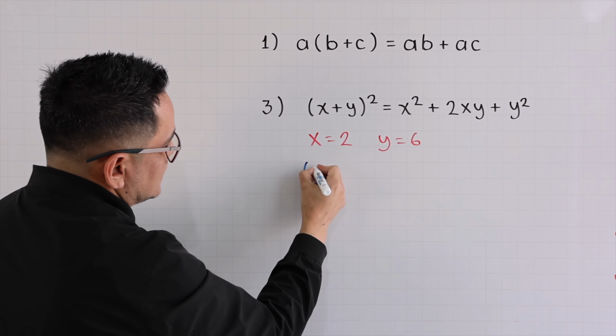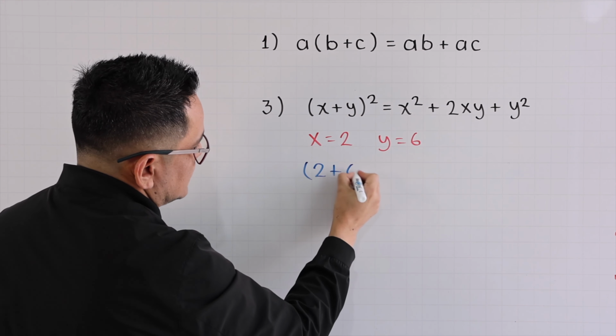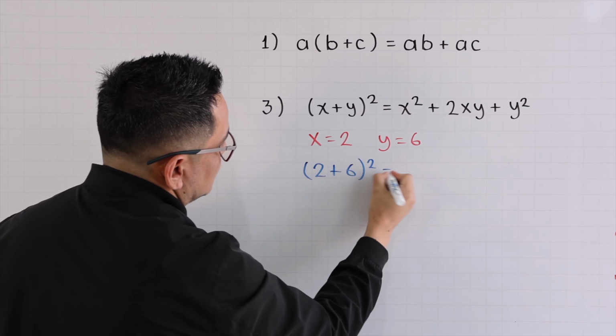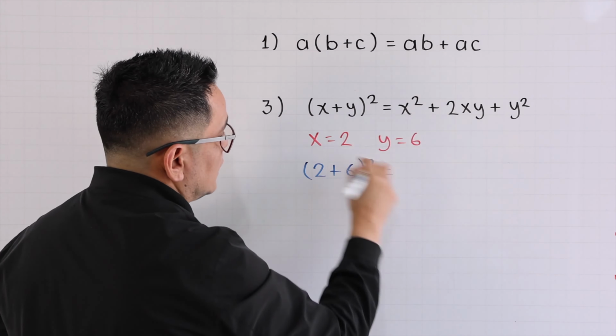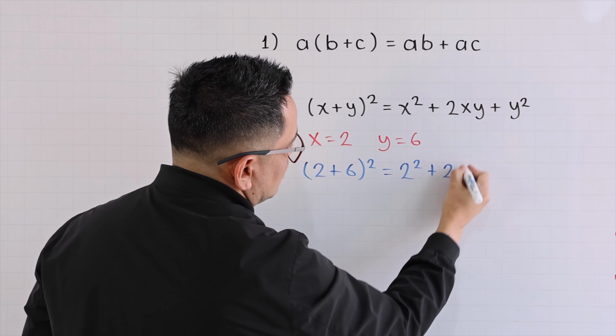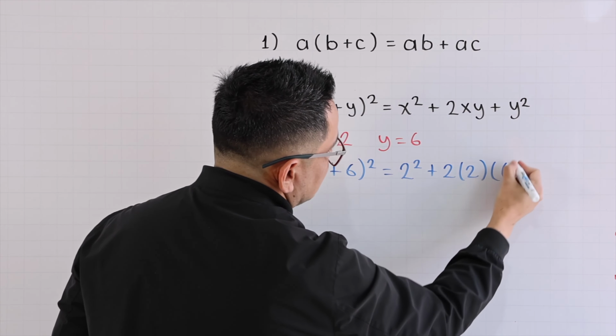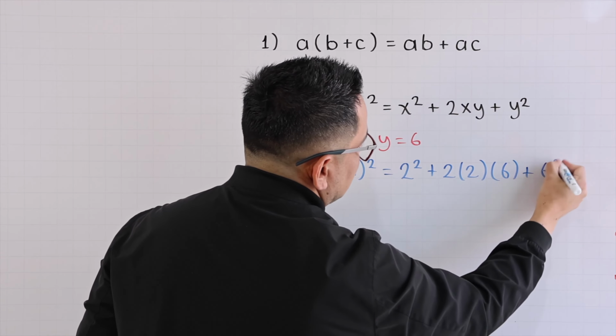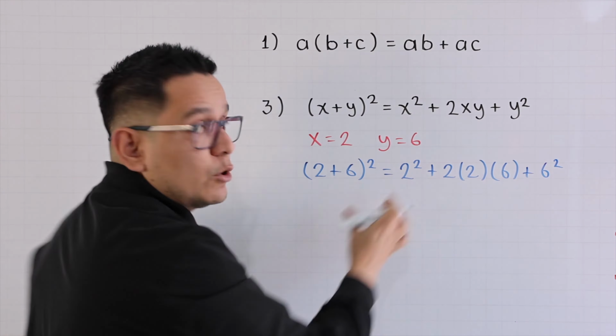I would have x, which is 2, plus y, which is 6, and we raise it to the power of 2. It should be the same as x squared, so in this case, 2 squared plus 2 times x times y, which is 2 times 2 times 6, plus y squared, which is 6 squared. It should give us the same result, right?